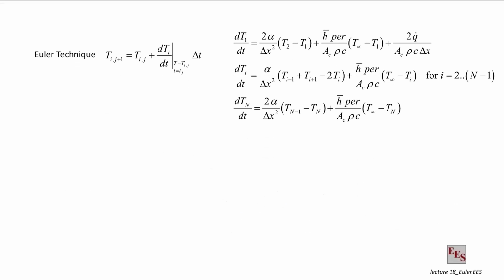Next, we will start off with the simplest technique, the Euler technique. If you remember in our transient problems, we said if I want to predict the temperature at some time step j plus 1, my next time step, all I need to do is take my current temperature, T_i,j, and add to that the derivative that I computed, my state equation, times the time step. And I think the critical part here is we're evaluating this derivative at the temperature T_i,j and at time j, the beginning of the time step.